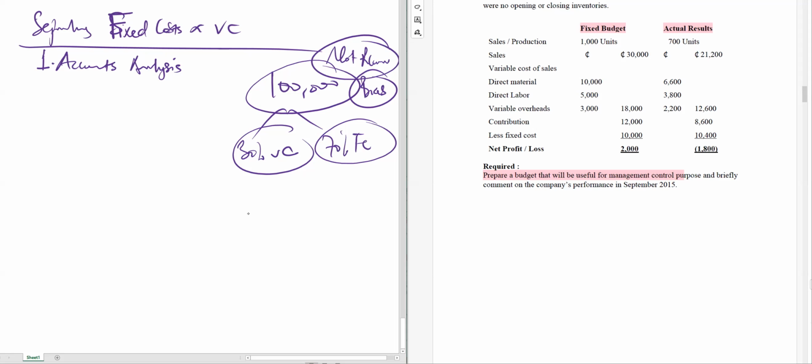The second one is using linear regression, where we use the regression or least squares method. This one is more mathematical.